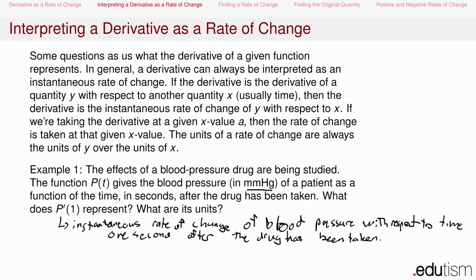It represents the instantaneous rate of change of blood pressure with respect to time 1 second after the drug has been taken. What are its units? Well, the units of blood pressure are millimeters of mercury. The units of time are seconds. So the units of this rate of change are millimeters of mercury per second.